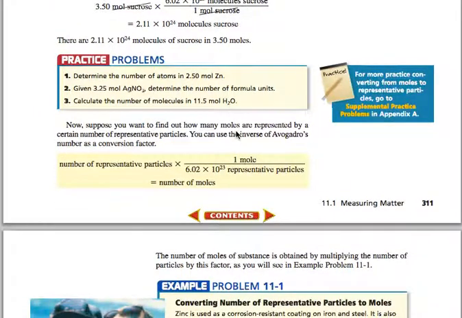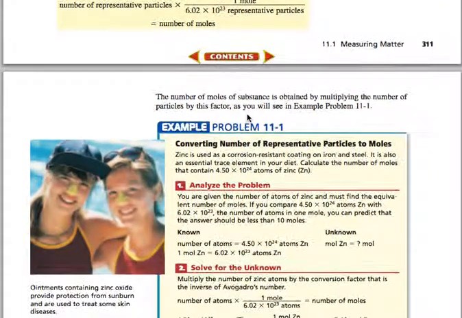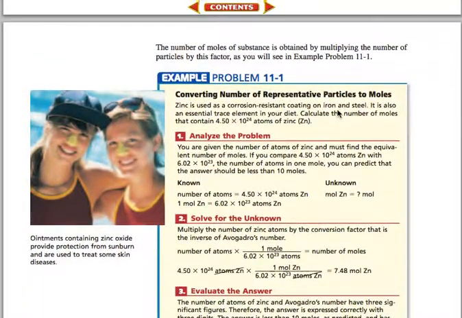Now you want to find out how many moles are represented by a certain number of representative particles. You can use the inverse, okay? Again, if we want to find the number of moles, we have the number of representative particles over here. So we want that number to be on the bottom here. The number we're looking for goes on the top, okay? The number of moles of a substance is obtained by multiplying the number of particles by this factor, as you will see in example problem 11. I'm going to let you look at that. And that's the end of this section.